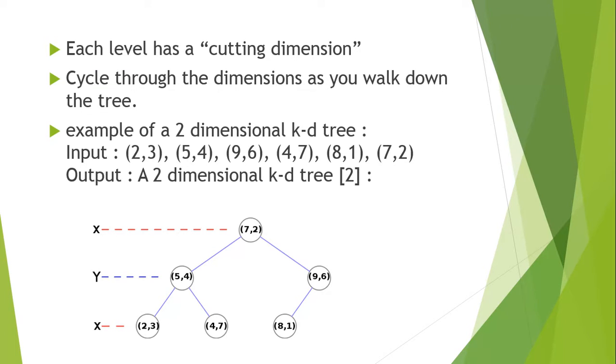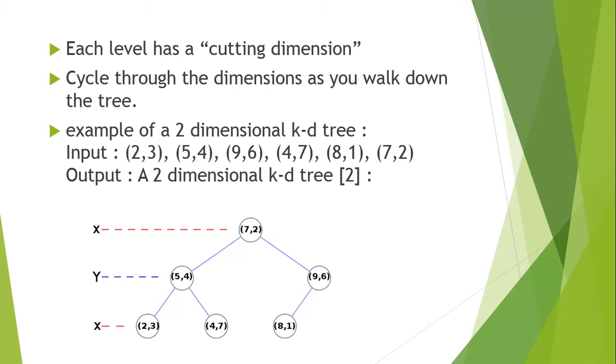So you can see that each level of the tree has a cutting dimension, as in it cuts the space into two. For example, consider the example tree here. The topmost node, the root node, is 7, 2, and it has 5, 4 to its left and 9, 6 to its right. 5, 4 has 2, 3 to its left and 4, 7 to its right, and 9, 6 has 8, 1 to its left. The basic property used here is similar to a binary tree, wherein all the nodes to the left of the root are smaller and all the nodes to the right of the root are greater than the root.